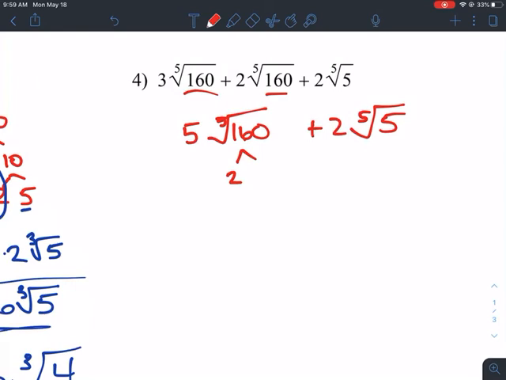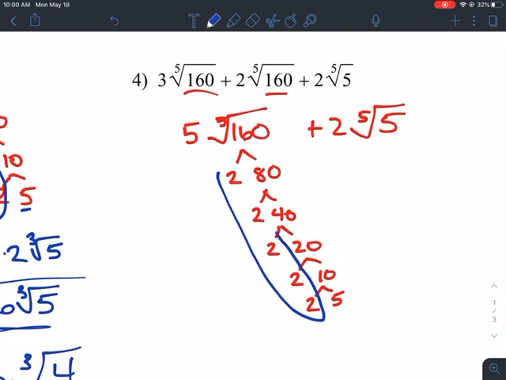Okay. I divided by 2 and I got 80. And then divide by 2 again and I get 40. Divide by 2 again and I get 20. I'm just going to keep on dividing by 2 until I can't divide by 2 anymore. So how many 2s did I end up with? Well, let's count. 1, 2, 3, 4, 5. Hey, look at that. That's exactly how many I need for a group. That worked out nicely. Funny how that happens.